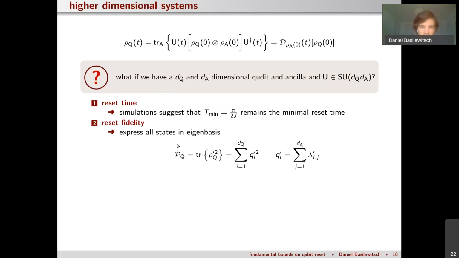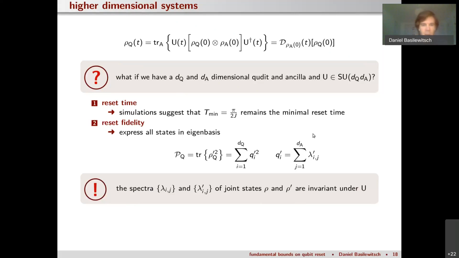Having this final state, the qubit purity then reads like this: the sum of all Qi prime squared, with Qi prime being the sum over all j of lambda ij prime. Now one important thing needs to be noticed. We know that this is a unitary operation, and a unitary operation leaves the spectrum invariant. So the spectrum of rho and rho prime will be identical. However, identical doesn't mean that you cannot reshuffle it, and U is indeed capable of reshuffling the spectrum. Maximizing the qubit purity therefore means reshuffling the spectrum appropriately.